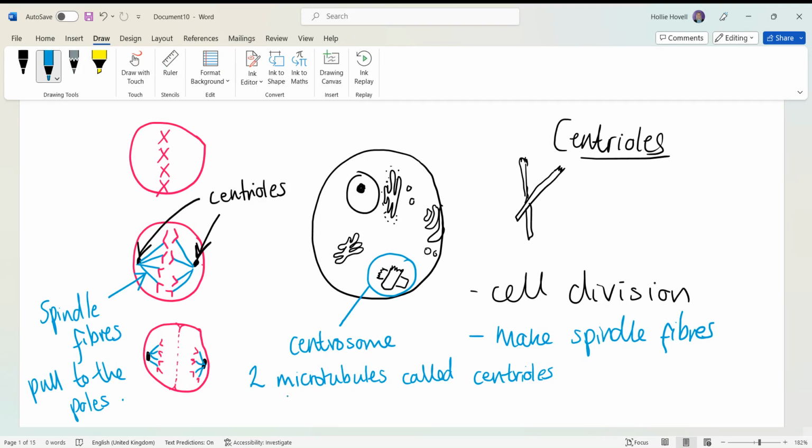And I think that probably brings us to the end of it. So make sure that you can label a cell. Make sure you can do it from a diagram, and make sure you can do it from an electron micrograph. And make sure you know the function of each one. Sometimes you might need to describe the structure of the organelles, and sometimes you might have to describe the function of the organelles. So just make sure that you can do both of those things. Okay, and that's the end.